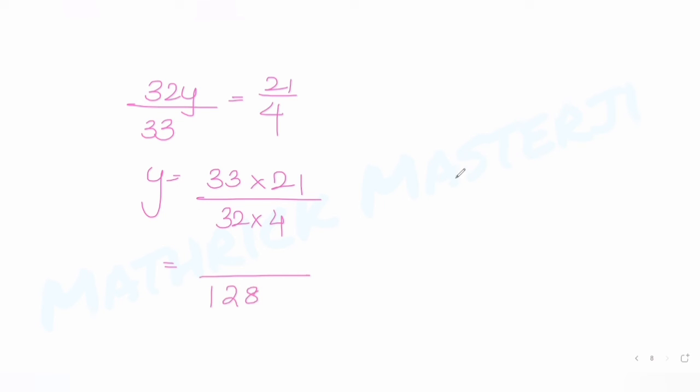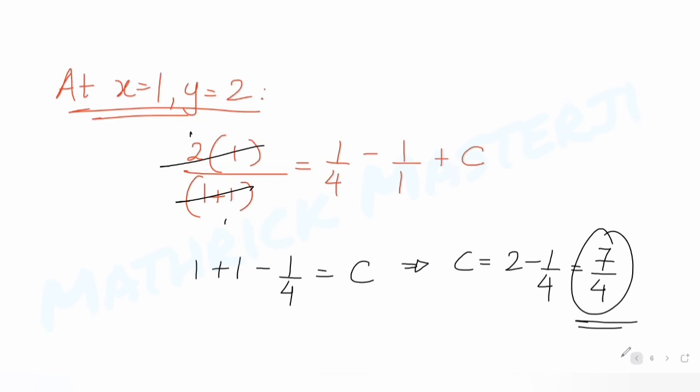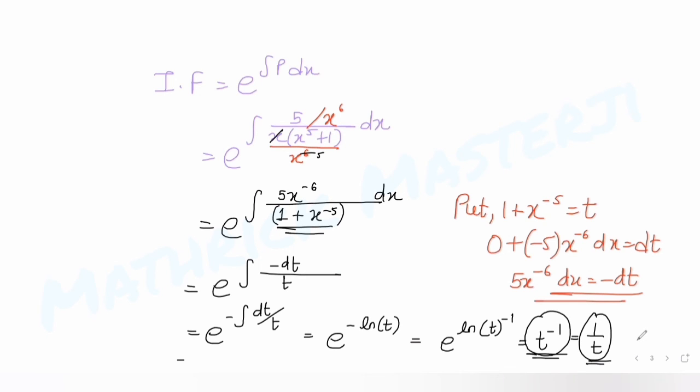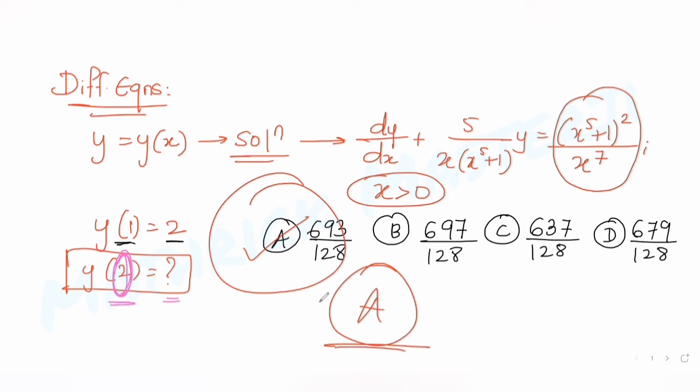33 into 21, if I multiply, 21 threes is 63, 6 carry, 21 threes is 63 again, 63 plus 6 is 69. So that makes it 693. And from there, I get at x equals 2, the value of y is 693 divided by 128. That matches with option A. So A becomes the correct answer here for the question which is given to us.